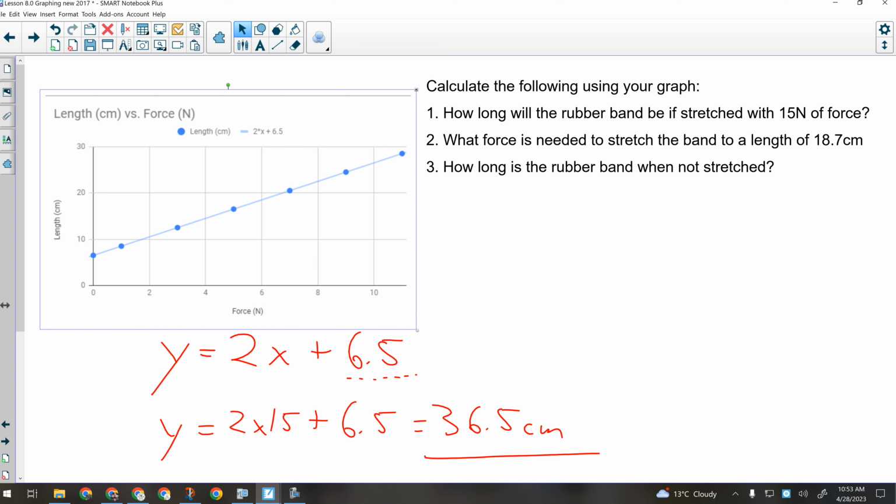How long is the rubber band when there's no force on it? Well, if there's no force, x is 0. Y is 6.5. Okay? What does the slope of this graph tell me? So it says the slope is 2. That means the graph goes up 2 centimeters for every 1 bit of x.